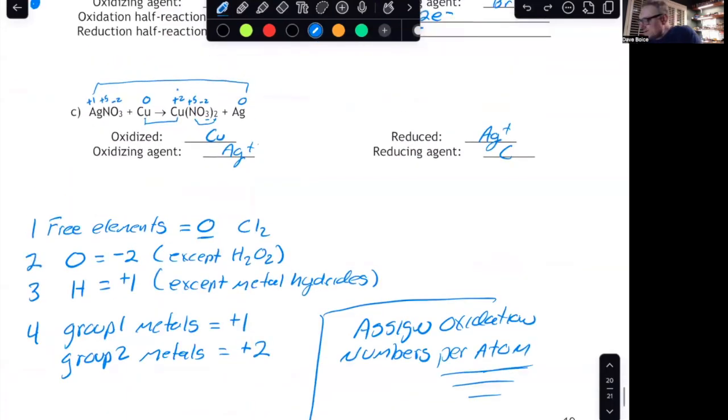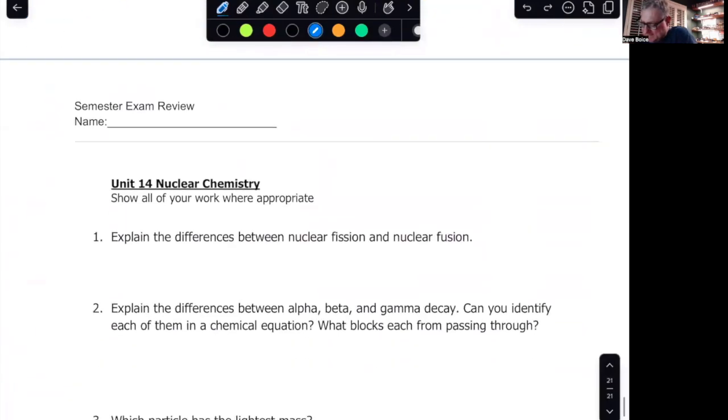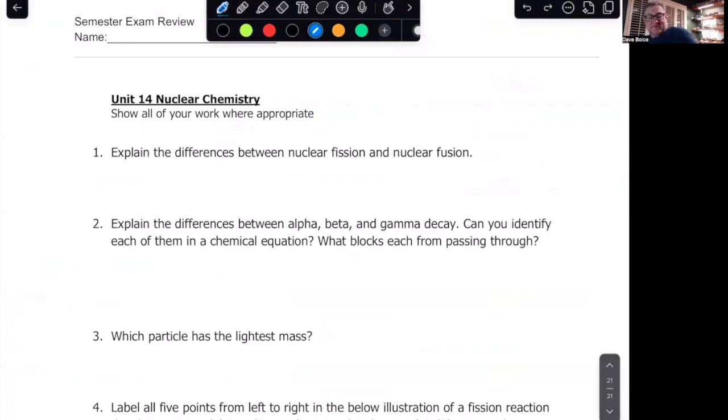If you're at all stuck on this, just go back and kind of look at this unit. The important thing, assigning oxidation numbers and identifying what was oxidized and what was reduced. Believe it or not, that's it for that unit. That's why we're doing 3 at one time, just kind of get this done.